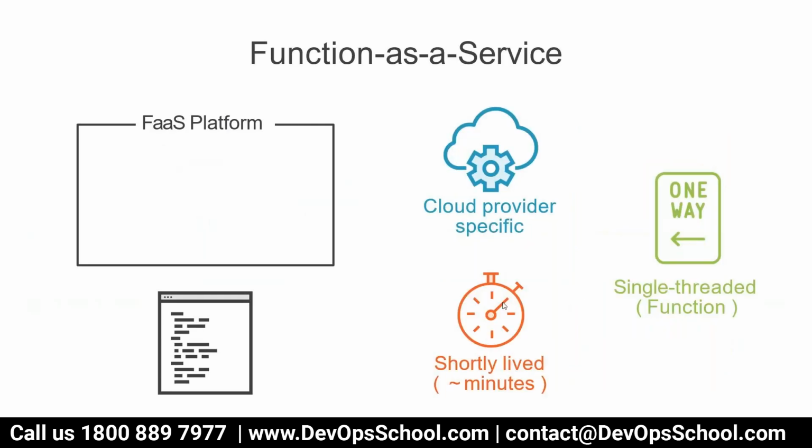Function as a service, like Lambda and all, is where the cloud provider gives a place where you can run a small piece of code, which is like your function, and you get the response. In function as a service, the code is short-lived, probably a few seconds or a minute, and it's single threaded. So serverless versus function as a service, both are different concepts.